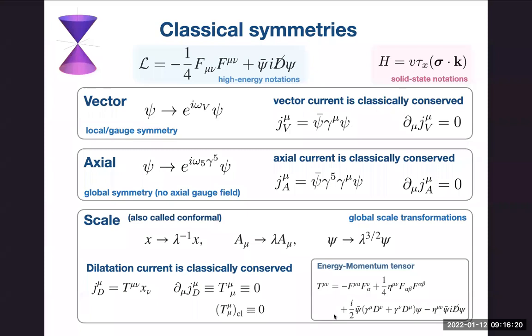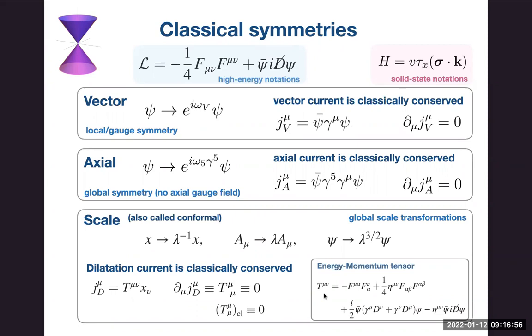Just an algebraic identity. So let me summarize: classically in this theory, you will have vector symmetry. You will get the vector current conserved, which is the electric current. It's normal, it's obvious. Then you have axial symmetry, which is less obvious, but it means that the numbers of left and right-handed particles will also be conserved if you evolve the system in space. And also you will have scale symmetry, which corresponds to the conservation of this specific dilatation current, which is inherently connected with the energy momentum tensor. So you have three symmetries.